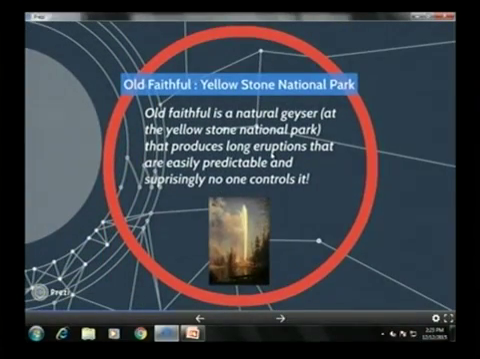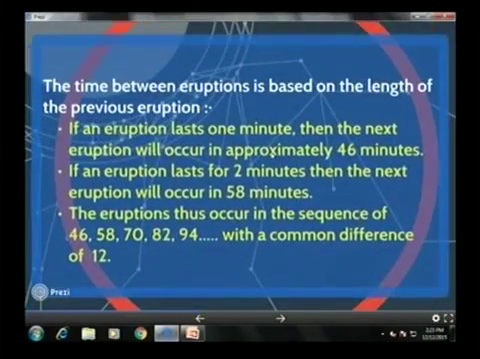And then Old Faithful at Yellowstone National Park is a natural geyser that produces long eruptions that are easily predictable, and surprisingly no one controls it. The time between eruptions is based on the length of previous eruptions. If an eruption lasts 1 minute, then the next eruption will occur in approximately 46 minutes. And if an eruption lasts 2 minutes, then the next eruption will occur in 58 minutes. The eruptions thus occur in the sequence 46, 58, 70, 82, 94 and so on, with a common difference of 12.